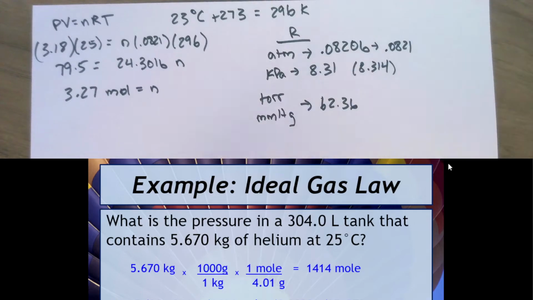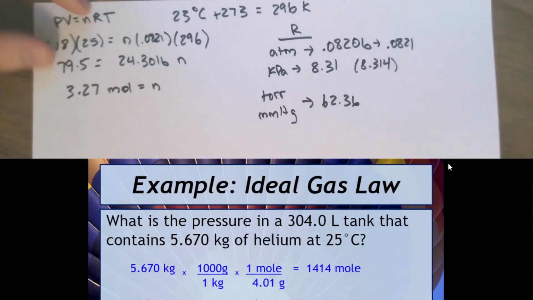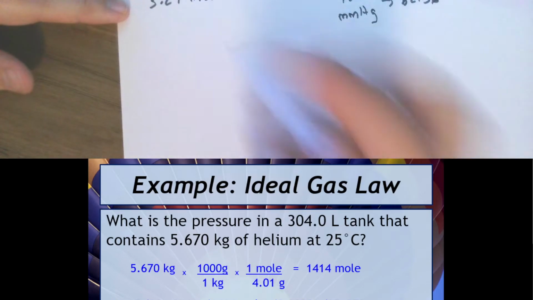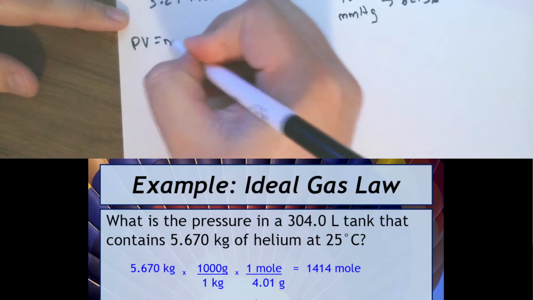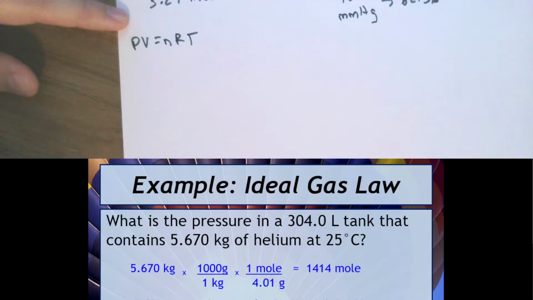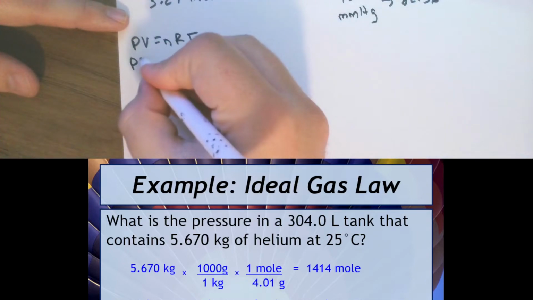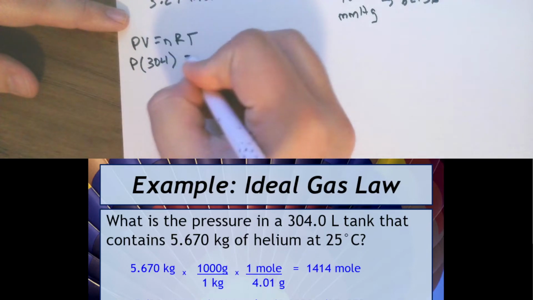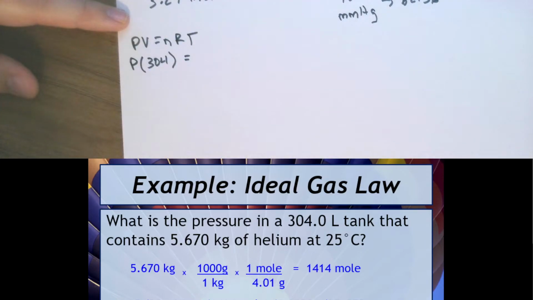Okay, we're going to do another problem using the same law. All right, so I'm going to write the ideal gas law again. PV equals nRT. What's the pressure? So that's what I'm looking for, P, of a 304 liter tank. Okay, that's my volume. That contains 5.67 kilograms of helium. There's no mass or grams anywhere in here, so we can't use that directly. But if I have grams or kilograms, I can turn that into moles by doing some unit conversions. So let's go ahead and do that.